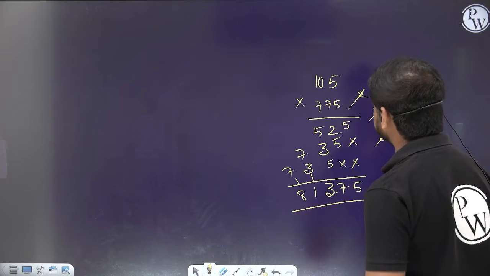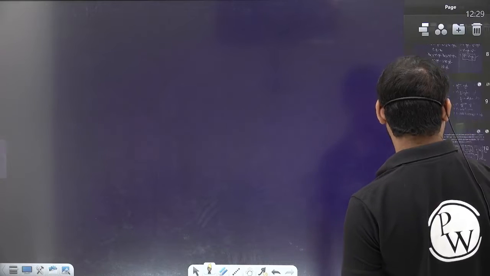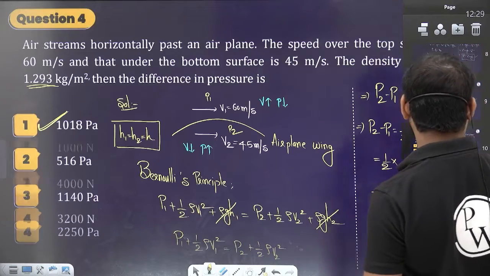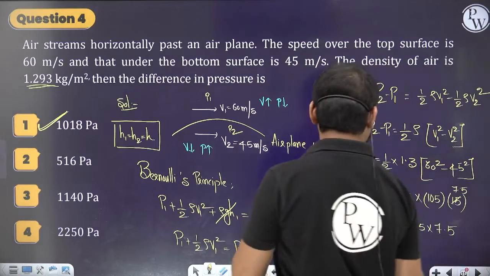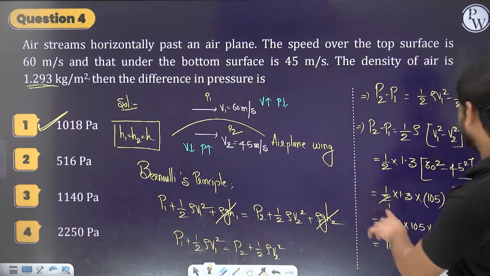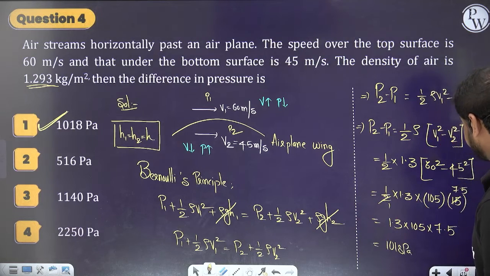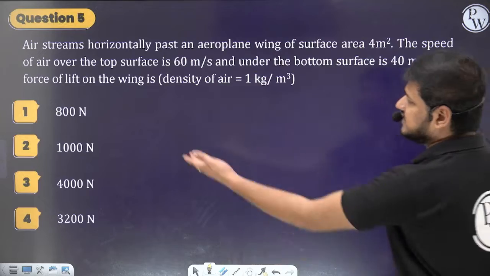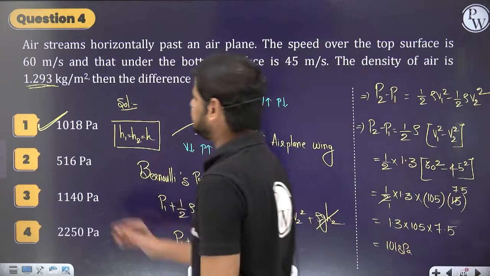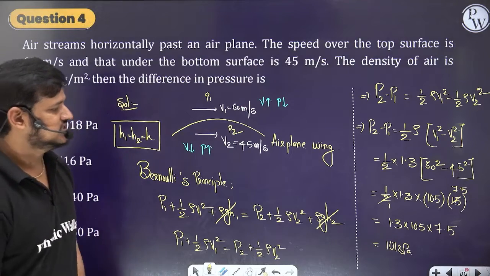Okay, so the calculation is correct only, right? Hopefully. Okay, so do the approximate calculations. We get approximately 1018 pascals, guys. So the half into 7.5 into 105 into 1.3. Yes, so something around 1000 only we get, which is 1018 pascals, correct only. Done? Clear, guys?